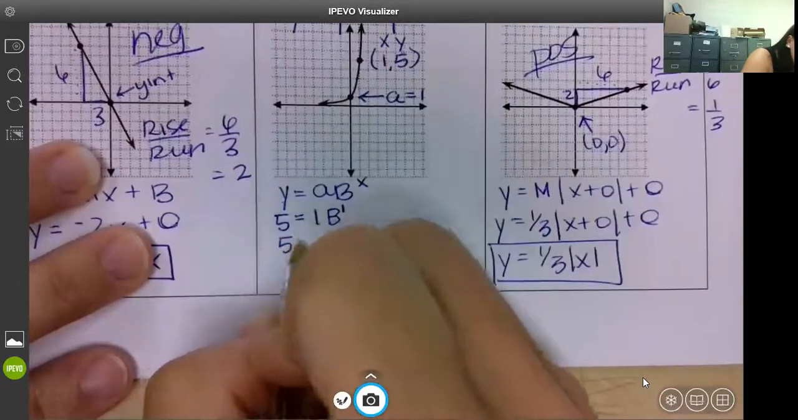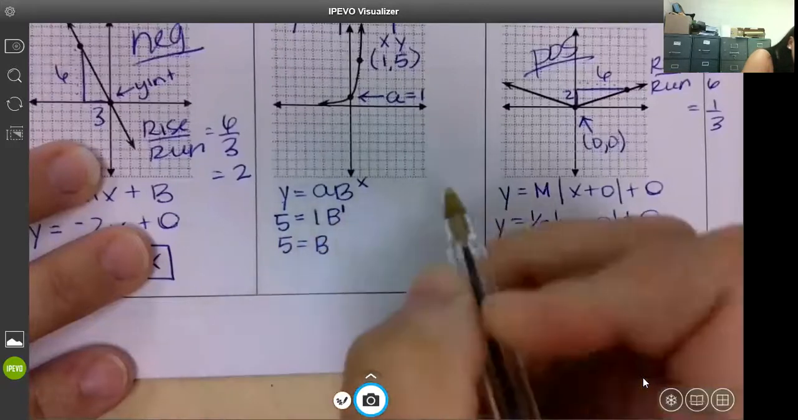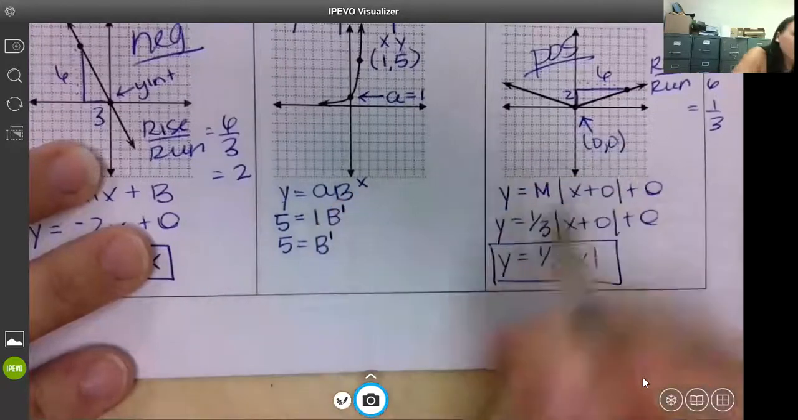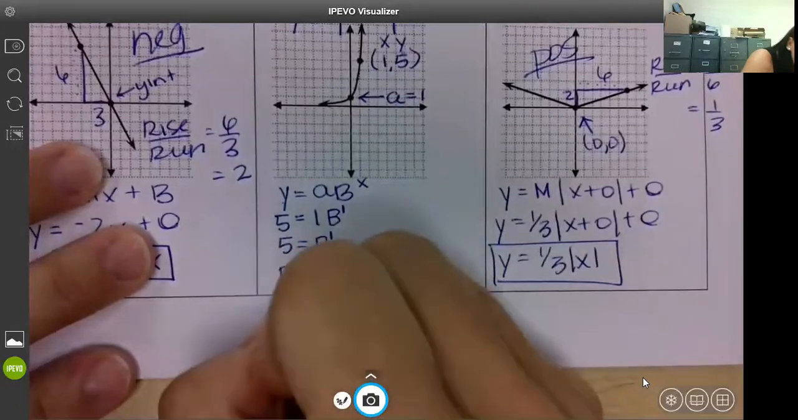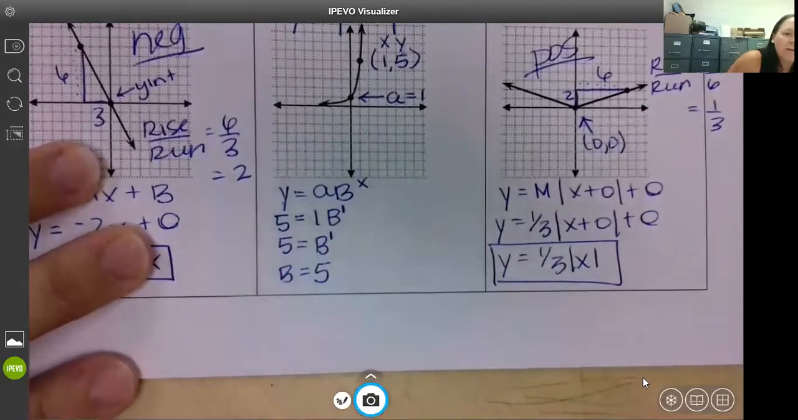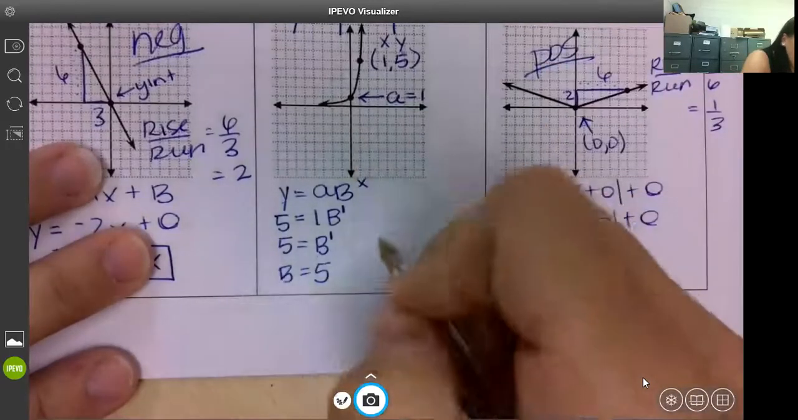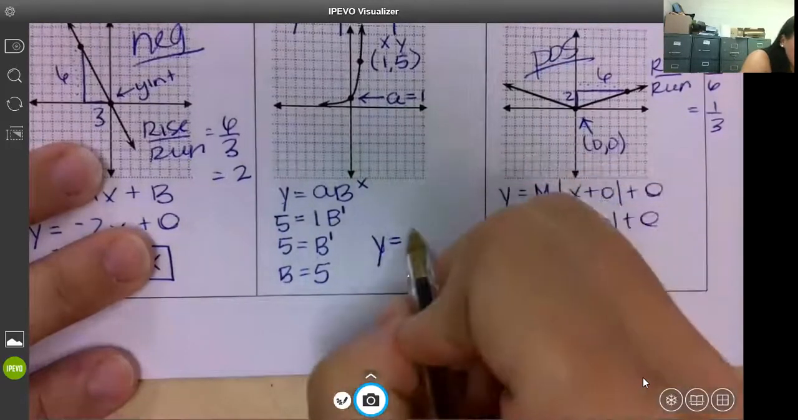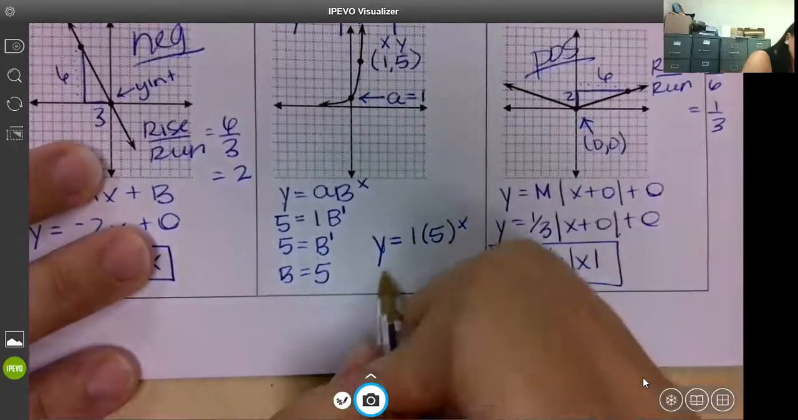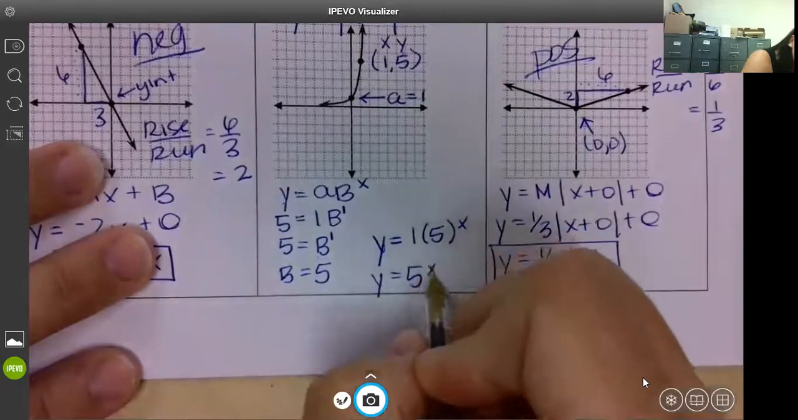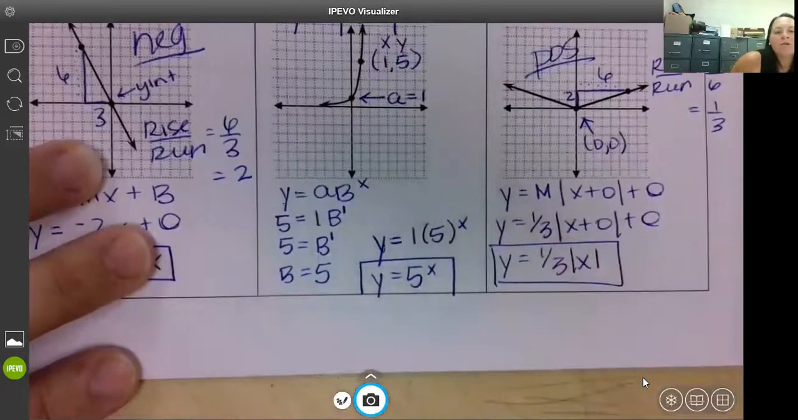So the equation that we're trying to solve is 5 equals b to the 1. What to the 1 is going to give you 5? 5 to the 1 will give you 5. So your equation is going to be y equals 1 times 5 to the x, or just 5 to the x. You can do these on calculator. Remember, I showed you how to do that. If you are watching this late or whatever, those are on your other set of notes.